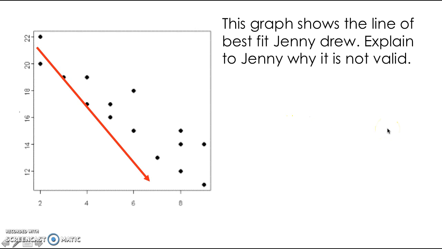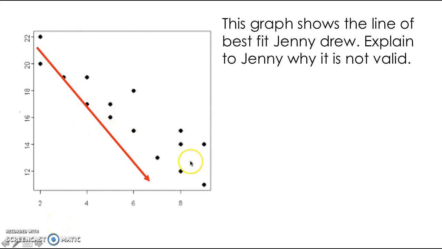We now have a graph that shows the line of best fit that Jenny drew. So, before we move forward, I want you to take a look at this diagram. Before we even answer the question, I want you to take a look at the diagram. So here's the scatter plot. Now here are your points.